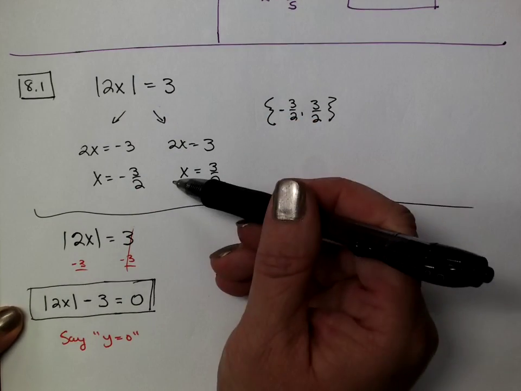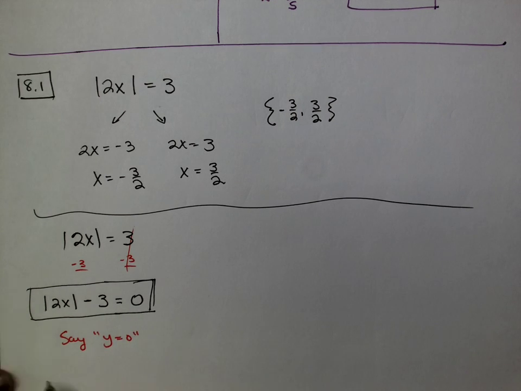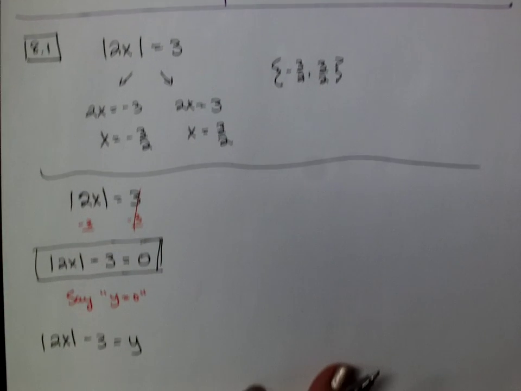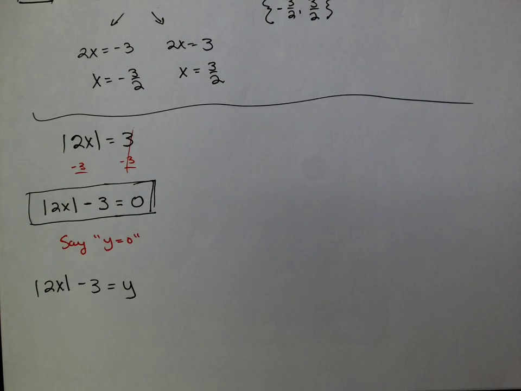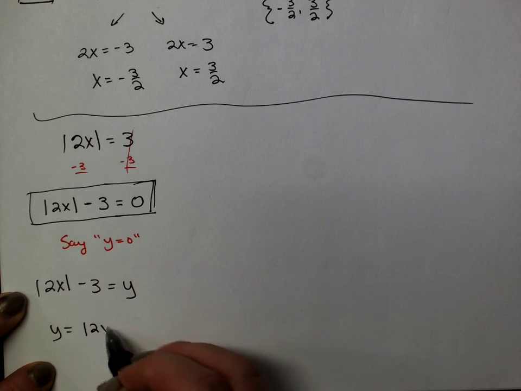Here we're going in another direction. We moved everything over to the left so it's equal to 0, and now we're going to interchange. Instead of writing 0, we're going to write a y. And then just because it's easier for our eye to look at, we can just flip it over. So y equals the absolute value of 2x minus 3.